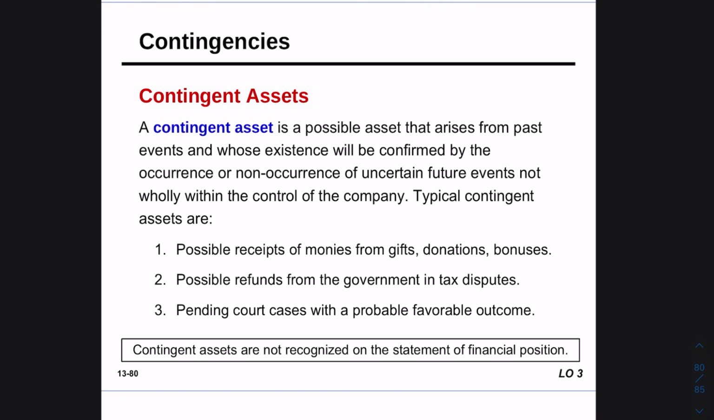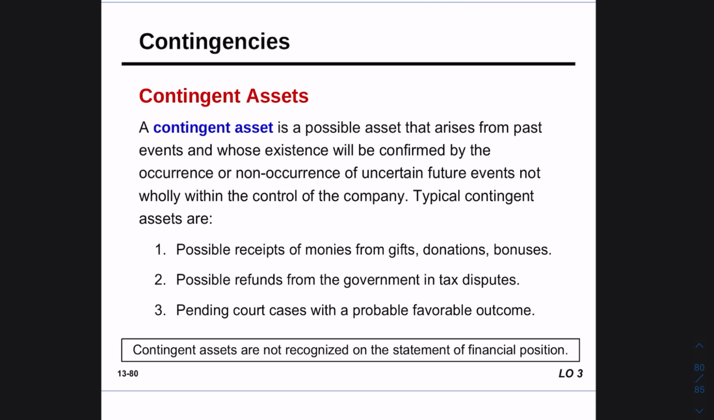Typically, contingent assets are possible receipts of money from gifts, donations, bonuses. So it's possible that we will have some gift or donation or bonuses, or maybe a possibility of a refund from the government in tax disputes, or maybe a pending court case with probable favorable outcomes. So we have a lawsuit, and it is possible that we will have a favorable outcome. So it is considered as a contingent asset.